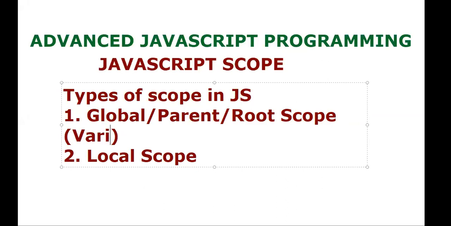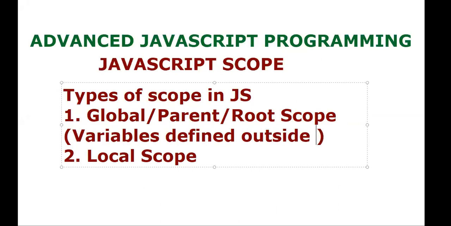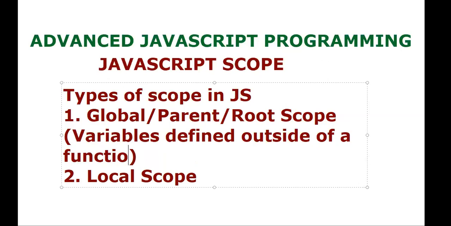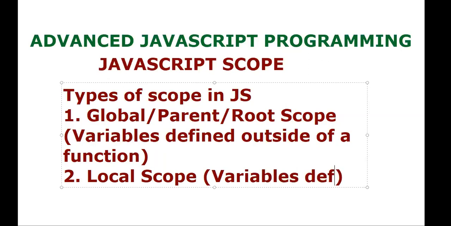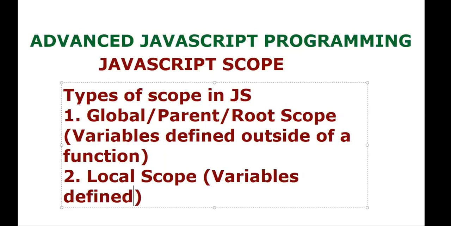So global scope variables are variables defined outside of a function. Local scope are variables defined inside of a function.